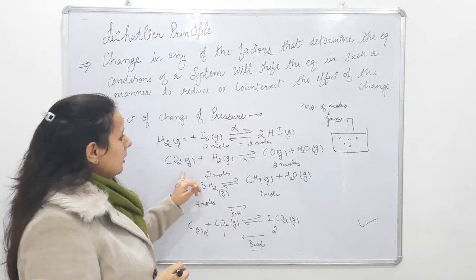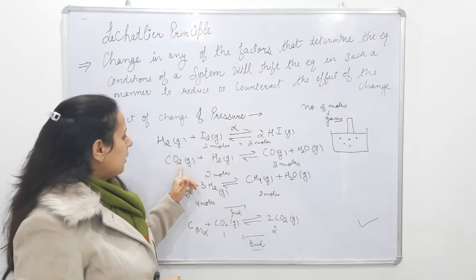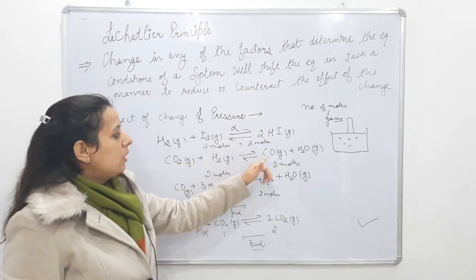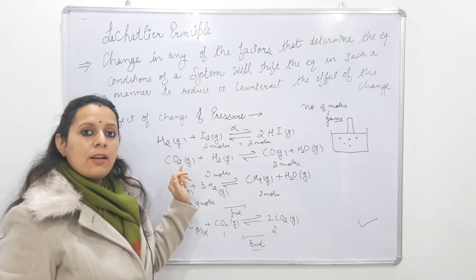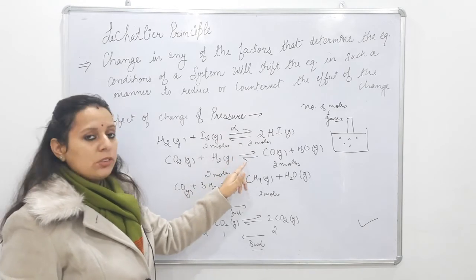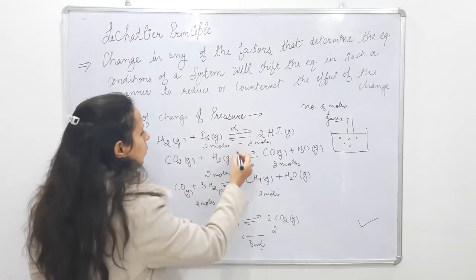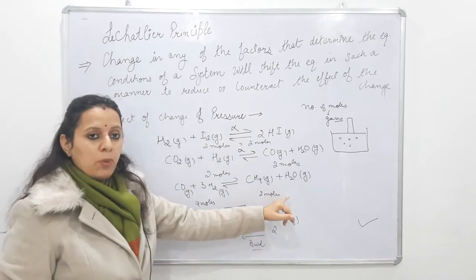Let's take another example: carbon dioxide plus hydrogen gives CO plus water. Here also the number of moles on the right-hand side and left-hand side are the same, so we cannot study the effect of change of pressure here. There is no effect of change of pressure. Next, let's take one more example.